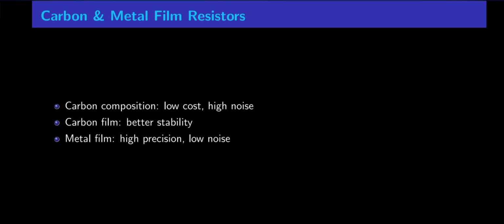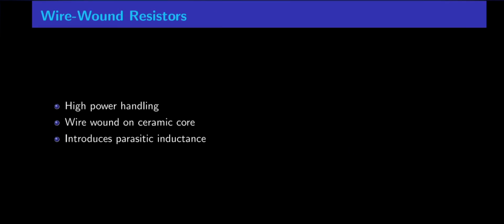Carbon composition resistors are inexpensive but have high noise and low stability. Carbon film resistors provide better stability, while metal film resistors offer high precision and low noise, making them suitable for accurate electronic applications. Wire wound resistors are used in high-power applications. They consist of a metal wire wound on a ceramic core. However, this coiled structure introduces parasitic inductance, which affects their performance in AC circuits.